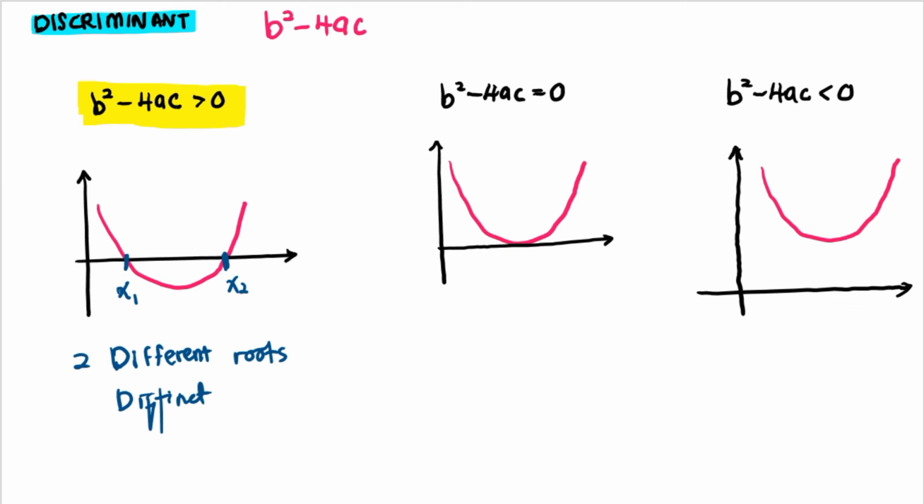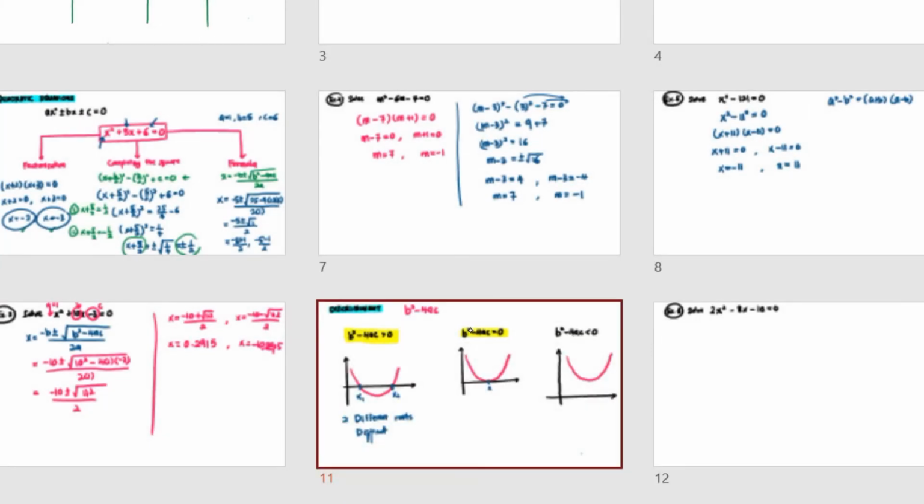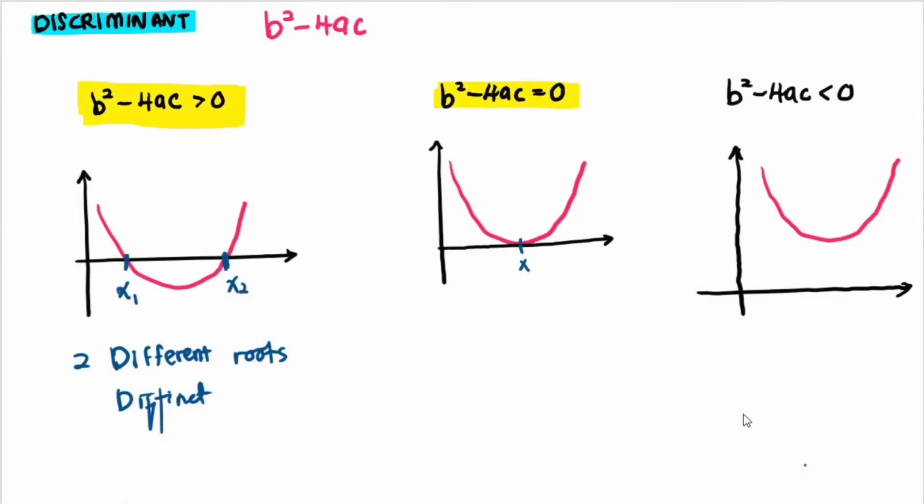But if you have b squared minus 4ac equal to 0, then you have only one root here. We say that we only have one root, a unique root. Or sometimes we say we have two roots, but they are the same value. So that's the meaning of b squared minus 4ac equal to 0.